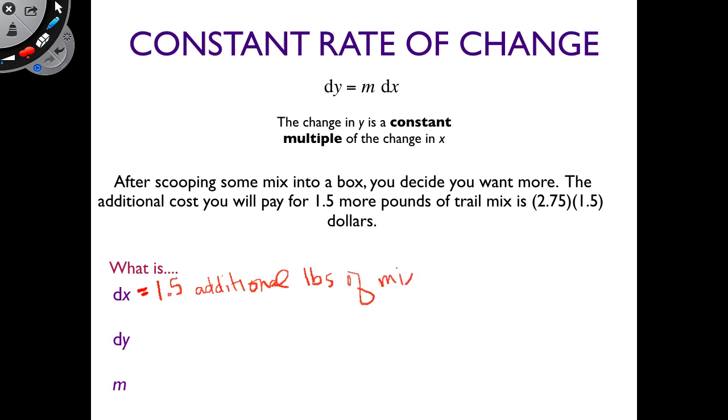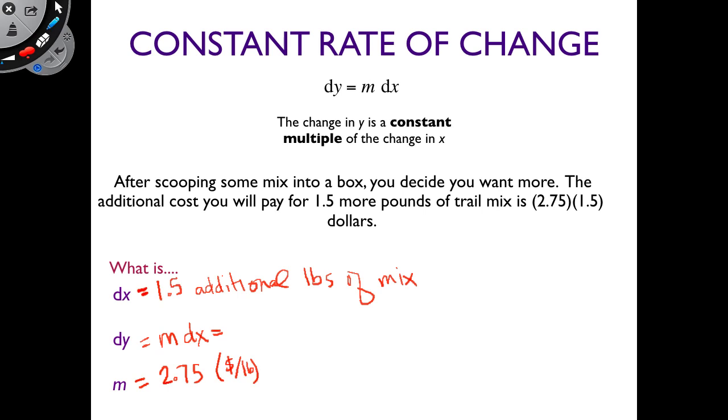Of snack mix, trail mix, whatever kind of mix you want it to be. So it's this 1.5 additional pounds of snack mix that we've put in there. dy? Yeah, it's this 2.7. So you could think of it, oh, well, dy is m dx. So in that case, m is the same value throughout this problem, 2.75, and it's dollars per pound.